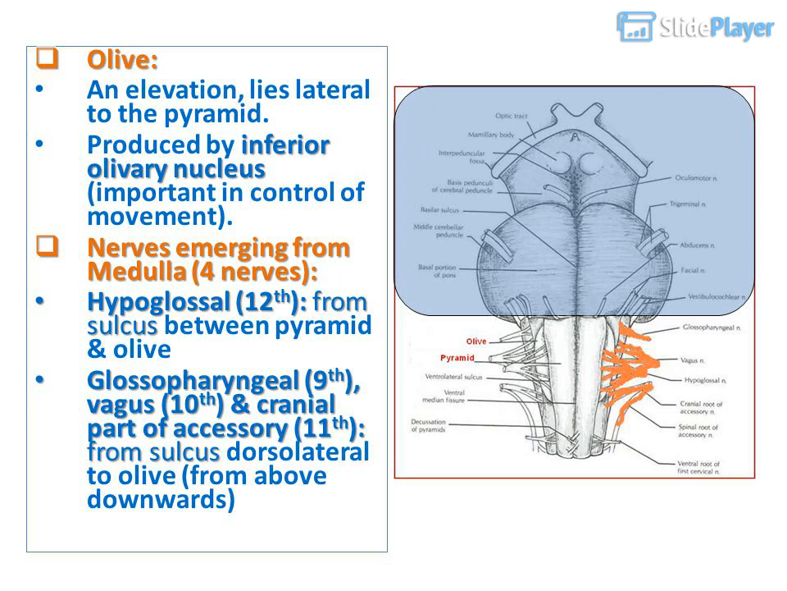Nerves emerging from medulla, 4 nerves. Hypoglossal, 12th, from sulcus between pyramid and olive. Glossopharyngeal, 9th, vagus, 10th, and cranial part of accessory, 11th, from sulcus dorsolateral to olive, from above downwards.